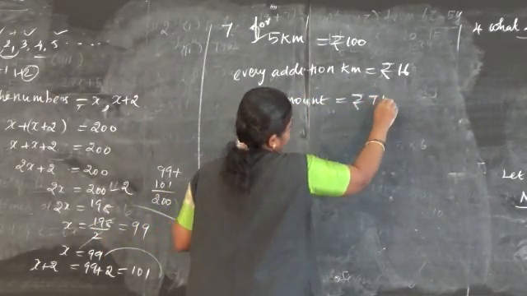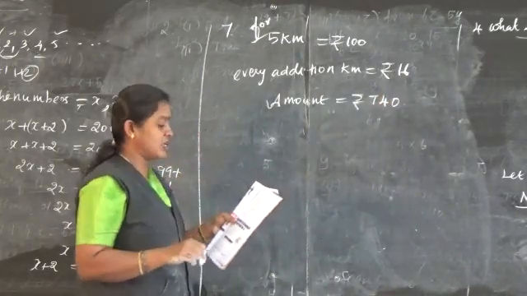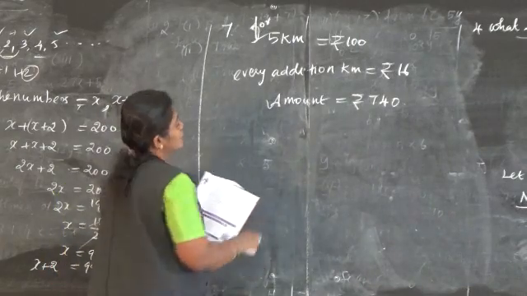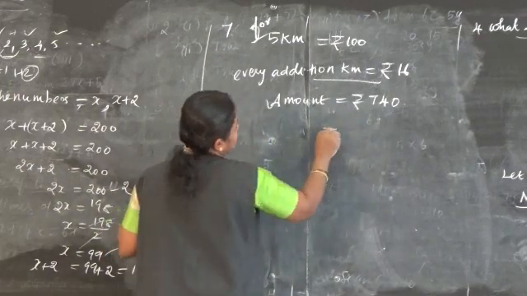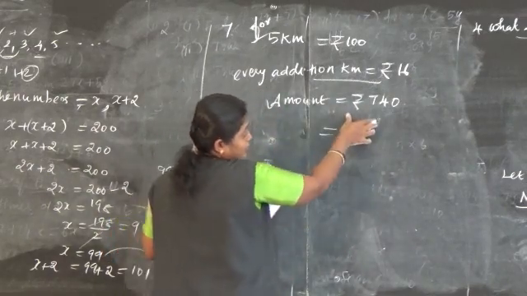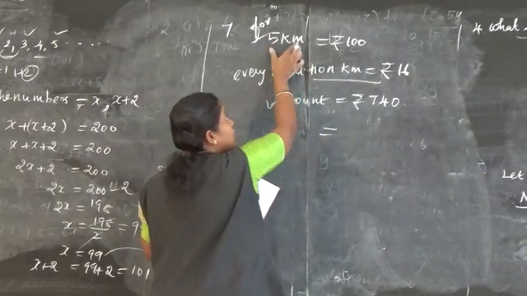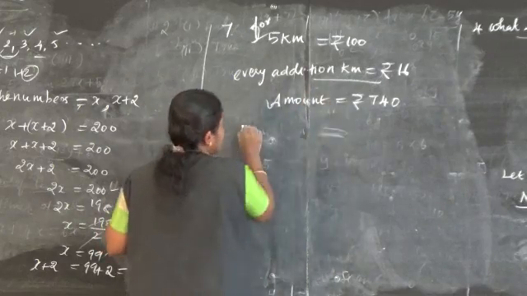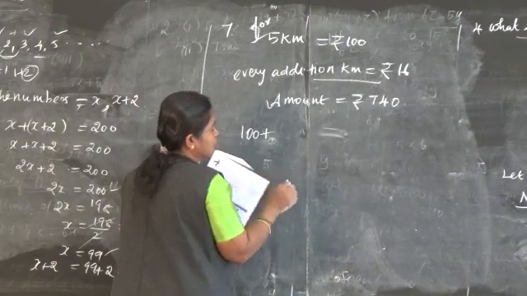740. Find the distance traveled. We have to find what is the distance we are traveling. So now for additional kilometers we are paying 16, but what is the total amount we paid? 740. So definitely we are traveling above 5 kilometers. So first we are paying 100 rupees, which is constant. Then for additional kilometers alone we don't know.